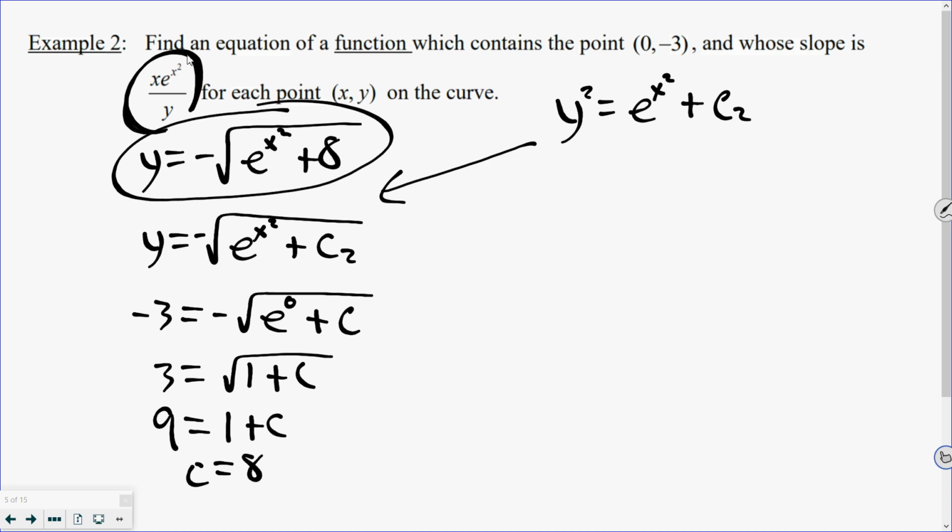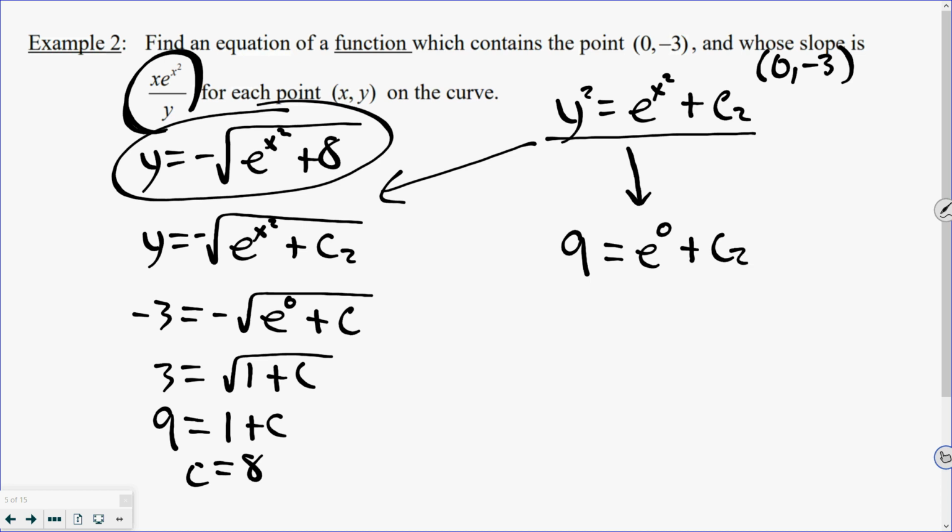The other way, and I kind of like this way, at least on this problem, better, is you can take the (0, -3), and you can plug it into this equation before I solve for c. So if I do that, I'd get -3 squared, which is 9, equals e to the 0 plus c. Well, e to the 0 is 1. I minus the 1 over. So doesn't that seem a little bit easier? So now I have y squared equals e to the x squared plus 8. And now just solve for y.